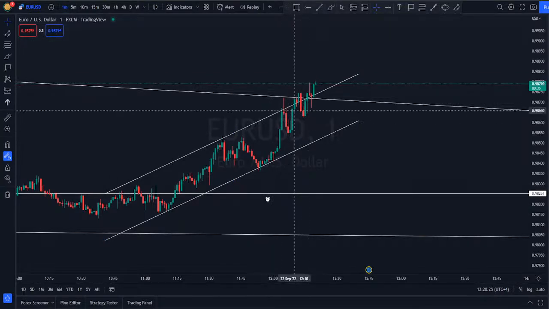Damn, this is sick, guys. Euro USD is doing something out of ordinary. Let's see how it works out.